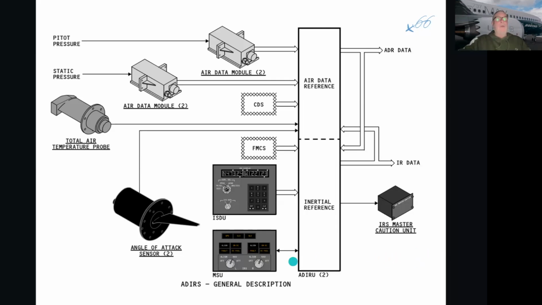All right, so the MSU is to switch them on and off, and for fault indications. As you can see, it's just full of lights and just two control knobs here to switch them on and off. And the ISDU is here to provide additional information to the ADIRS that we can manually input. For example, present position, we can manually put it on this keypad, press it in, input it.